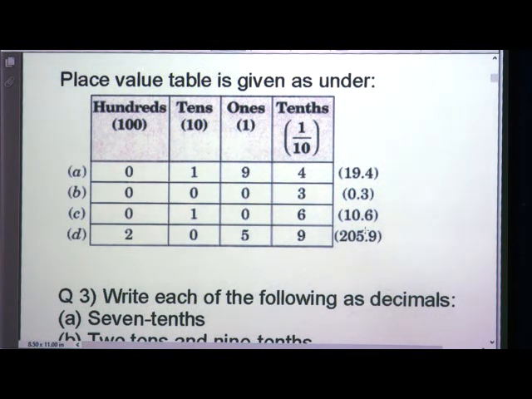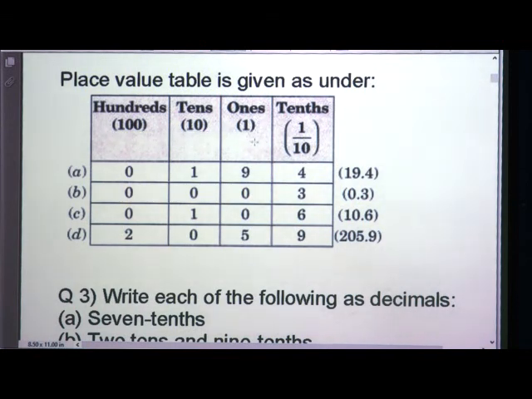Next question 10.6. See, in the hundreds place we have 0, in the tens place we have 1, and in the ones place we have 0, and in the tenth place we have 6. So 10.6 we have written under the given place value table.